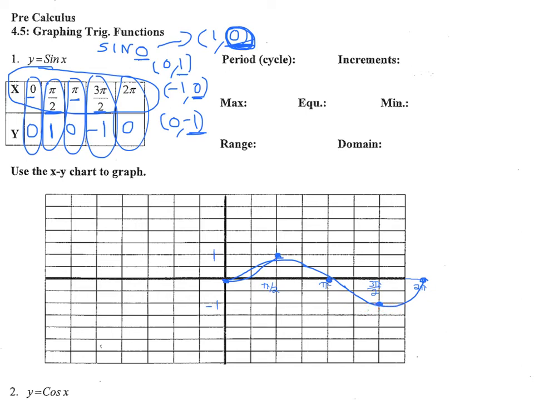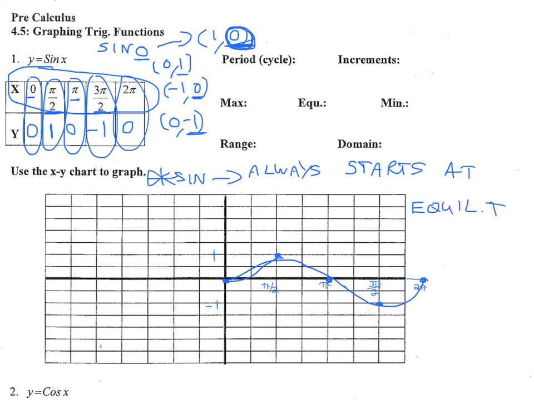So the last thing I'll put for this is that a sine curve, when you graph it and after you get the 5 points, always starts at equilibrium. And I'll just abbreviate it. So it always starts at the middle portion of the sine wave there.